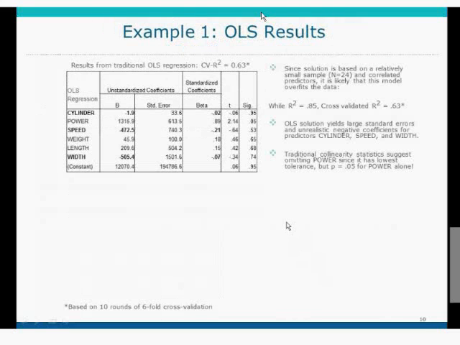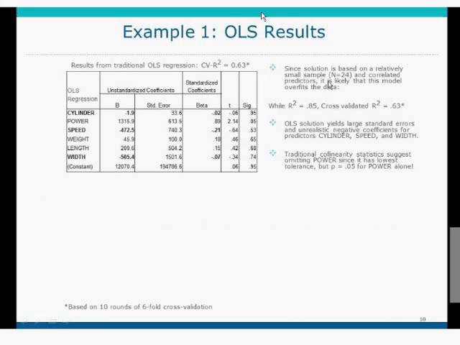Now, if we estimate least squares regression with these data, we get an r squared of 0.85, which suggests quite good prediction. But if we look at the regression coefficients, what we notice immediately is for cylinder, speed, and width, we get negative coefficients, which is unreasonable. If we look at the standard errors, we see quite large standard errors. If we look at the p-values, we see there's one p-value that's significant. That's for power.